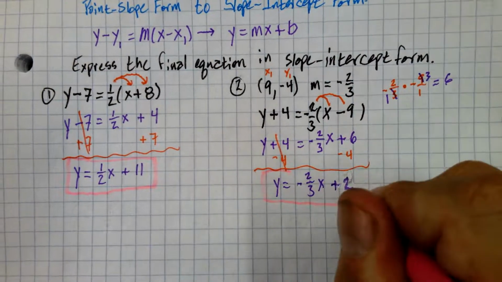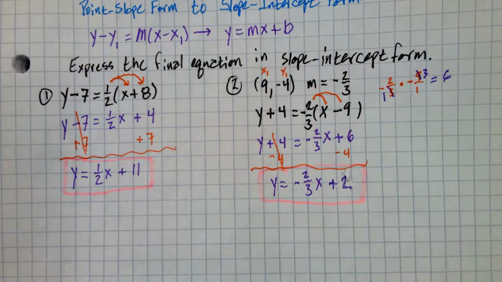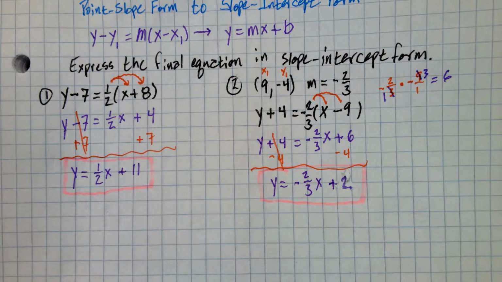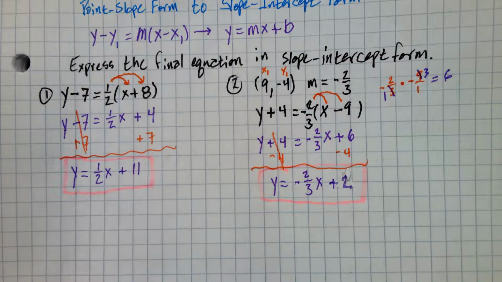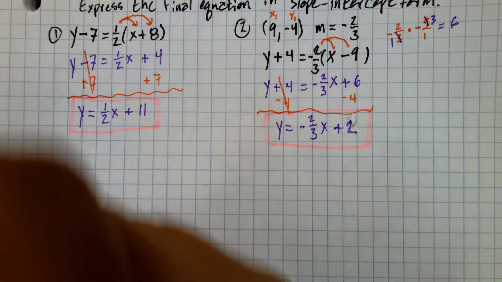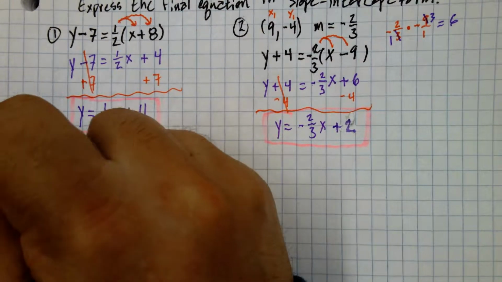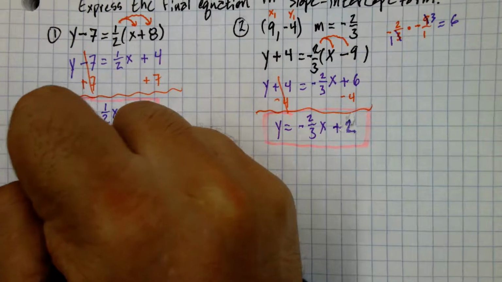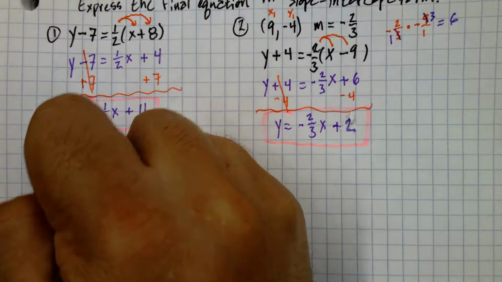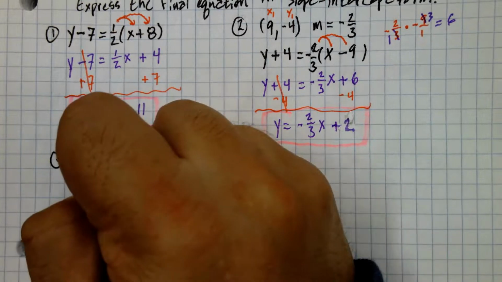So sometimes you may need to take a point on the slope and do that. How about if all you're given is 2 points? Let me show you number 3. So we have -4, -6. And we also have 3, -6.